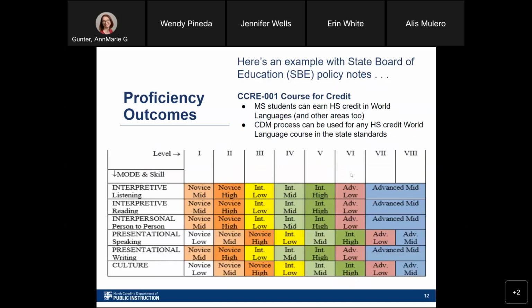A couple things I want to talk about with our proficiency outcomes related to State Board of Education policy, or SBE policy, right? I kind of mentioned that middle school students can earn high school credit in world languages and other subject areas too, by the way, but we're going to focus on world languages today. And also the CDM, or credit by demonstrated mastery process, can be used for any high school credit world language course in the state standards.